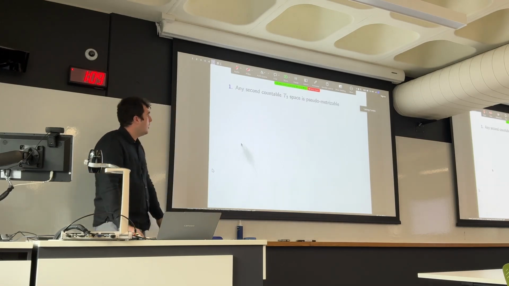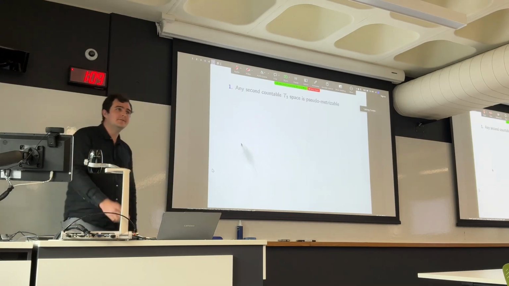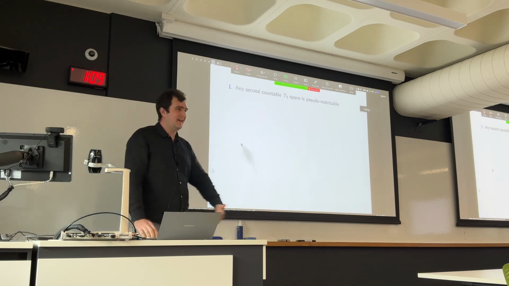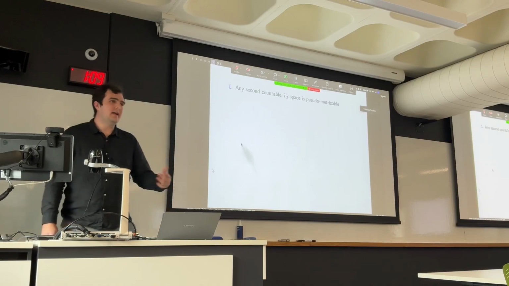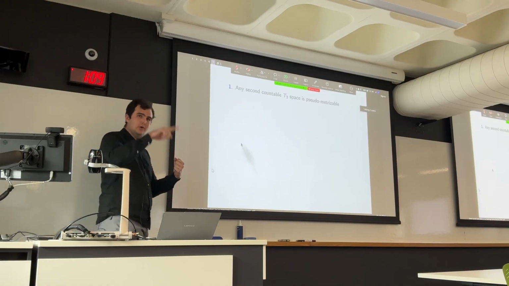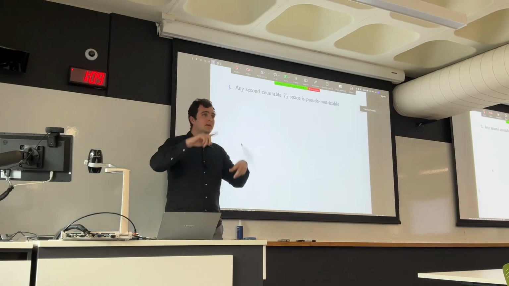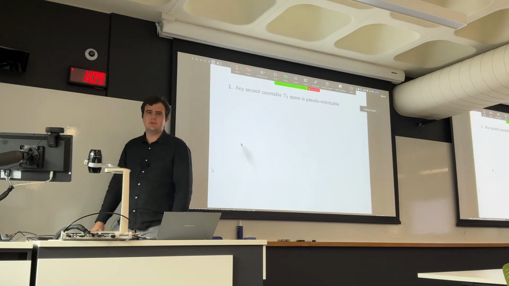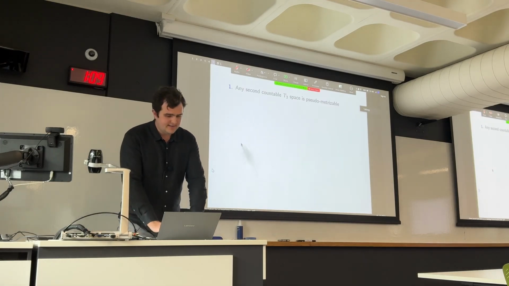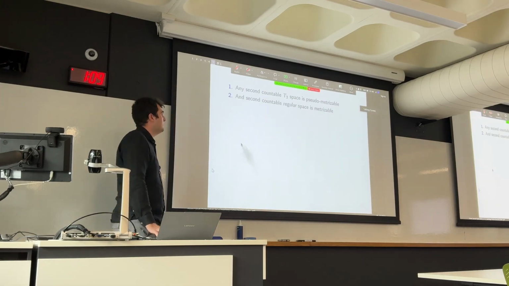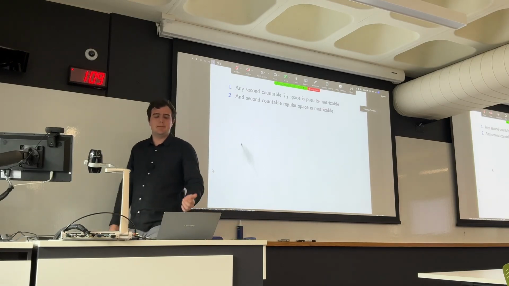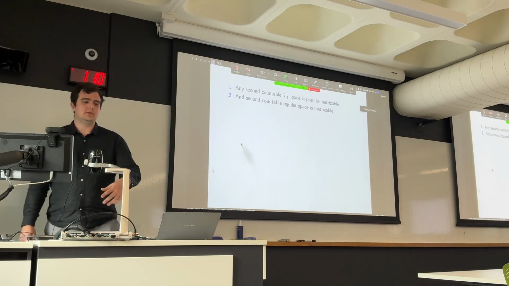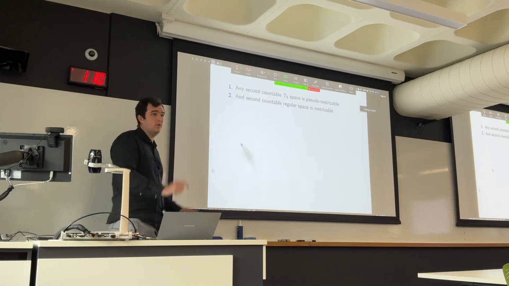So a lot of spaces are pseudometrizable. Any second countable space, so there is a countable base for your space, that is T3, meaning you can separate a point and a closed set by open sets, is pseudometrizable. This is slightly different from the famous Urysohn metrization theorem, which says that any second countable regular space is metrizable. Regular just being T3 and also Hausdorff.